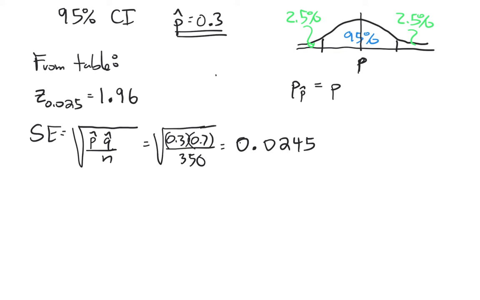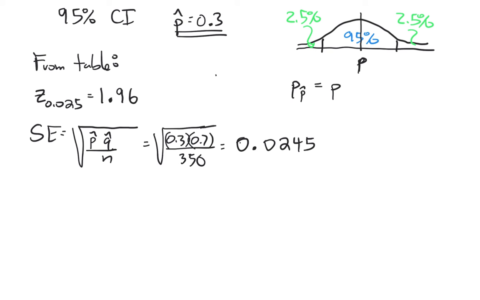There's 2.5% of our data outside of that, so we need to find z of 0.025. Sorry, 0.025, 2.5%. And if we look in our table, we get 1.96. So 1.96 standard errors from the mean. And that's going to be really important to us when we construct our confidence interval.